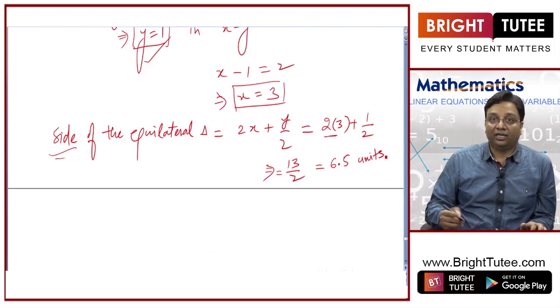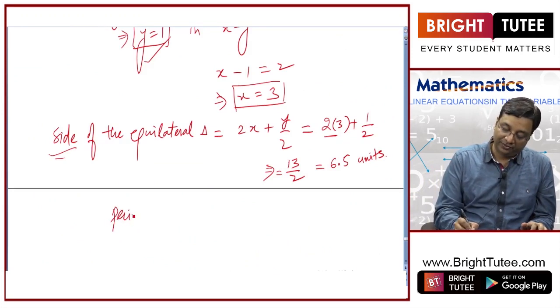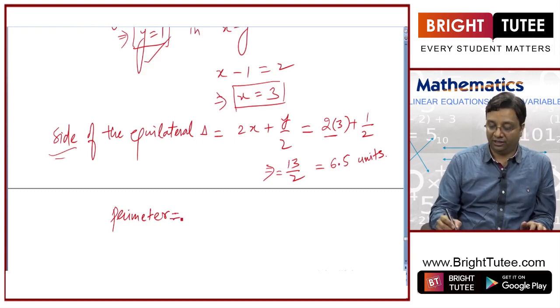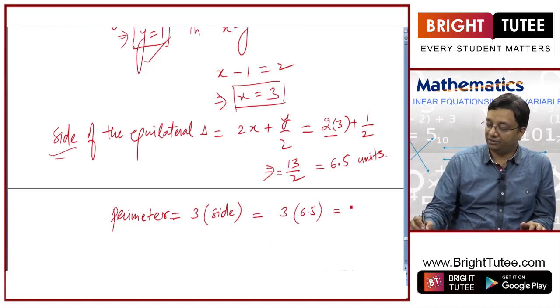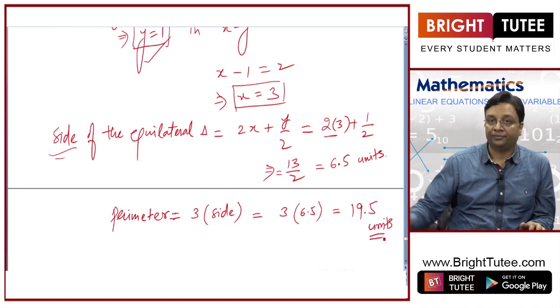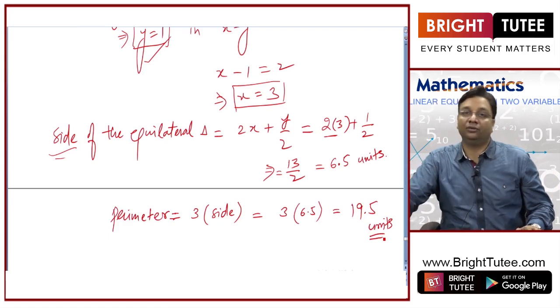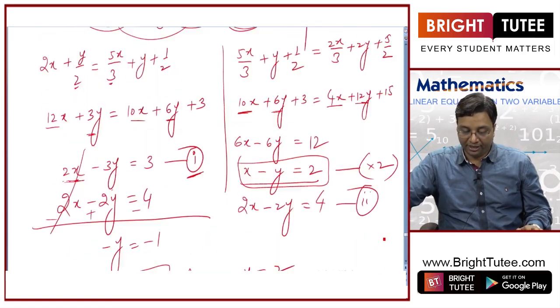Now this is still not the answer. I need to find the perimeter. What is the perimeter of an equilateral triangle? This is 3 into side, which is 3 into 6.5 and it is equal to 19.5 units, right? This is the final answer of this question.